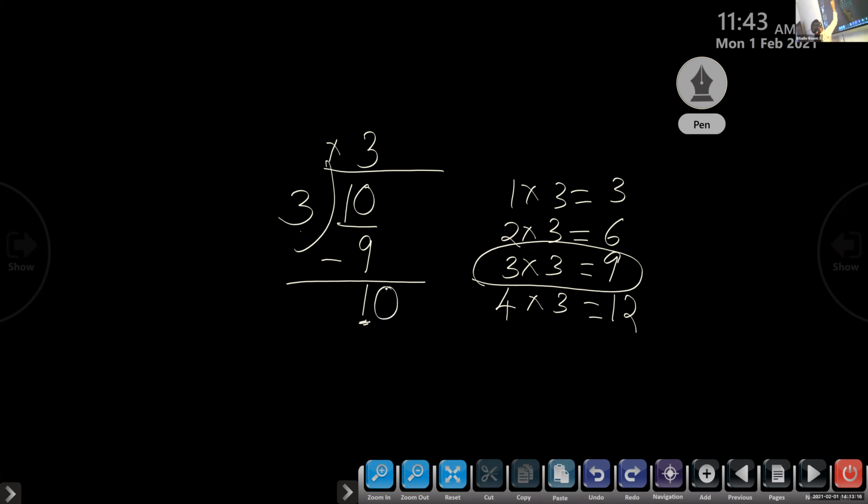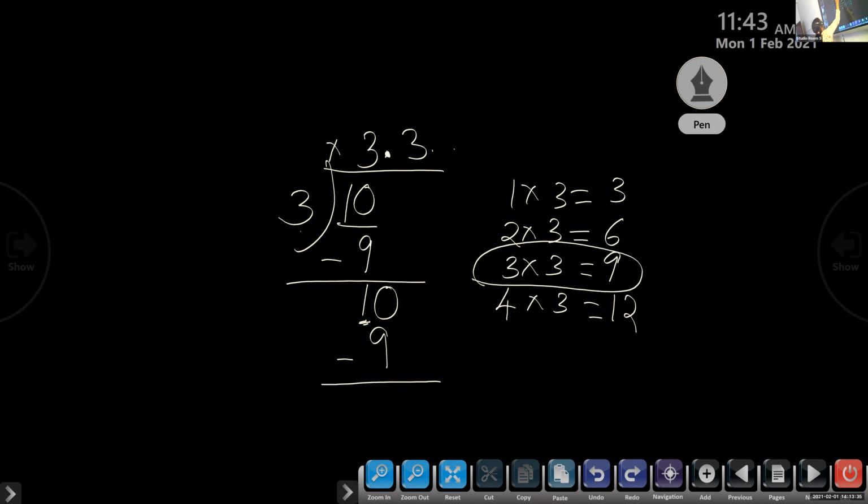I will add 0, and that time I have to add the decimal point. Now see again, 10 divided by 3. 3 threes are 9. Again, the same step is continuing. So you will add a decimal point only one time.